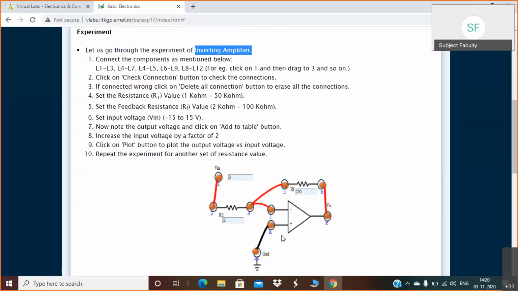For that, you should first know what the circuit diagram of an inverting amplifier is. Once you know it, you can observe here, this is the inverting terminal and this is the non-inverting terminal. Since it is an inverting amplifier, the non-inverting terminal is grounded, and input Vin is given to the inverting terminal. RF is your feedback resistor, and R1 is this resistor. You have to do the corresponding connections and follow these steps.